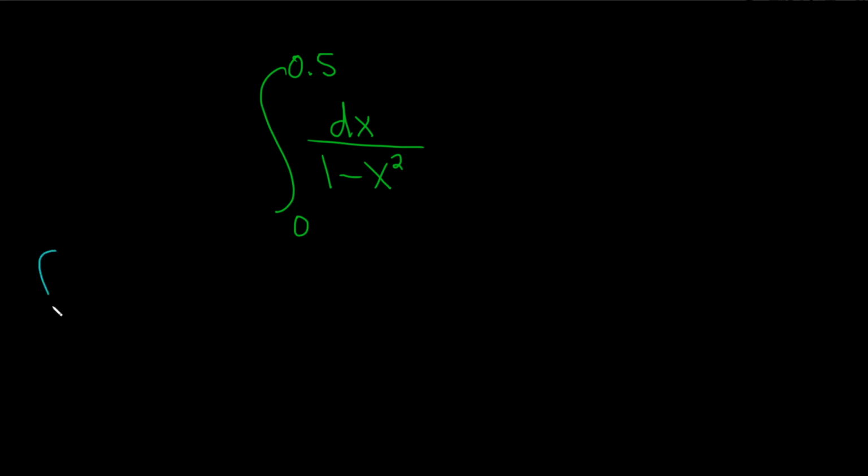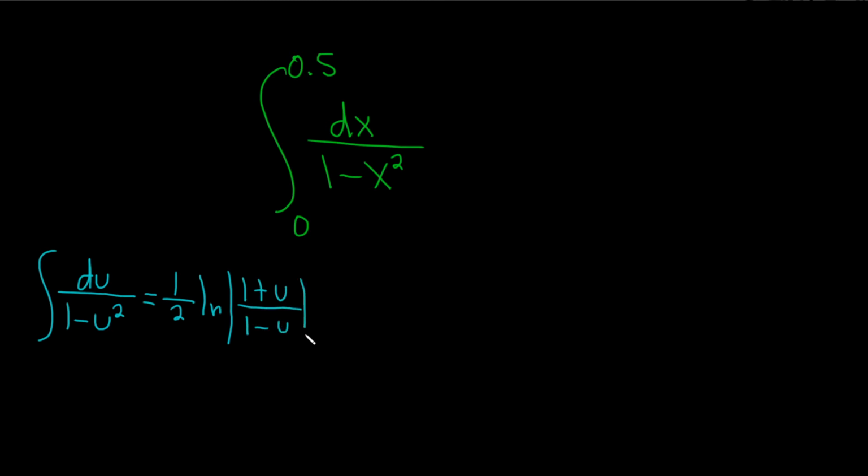So the formula that we're going to use is a formula which is often given in calculus books. It's this one. It's du over 1 minus u squared. And I suppose that this comes up enough in mathematics that it warrants its own formula. It's 1/2 natural log, absolute value, 1 plus u over 1 minus u plus c.